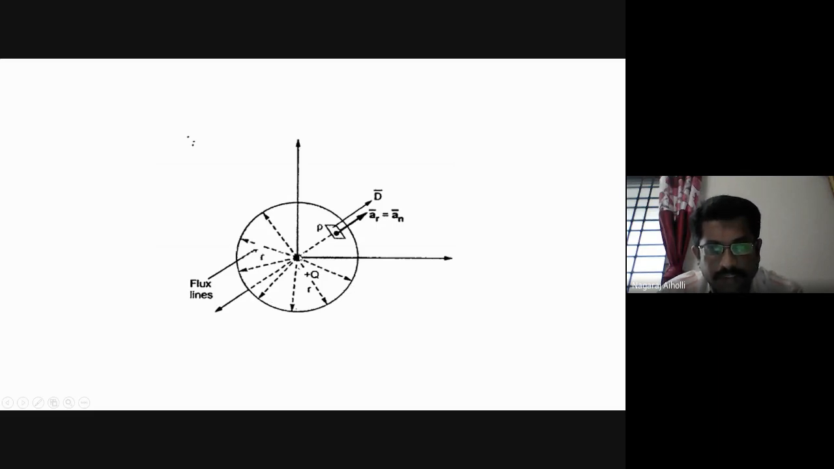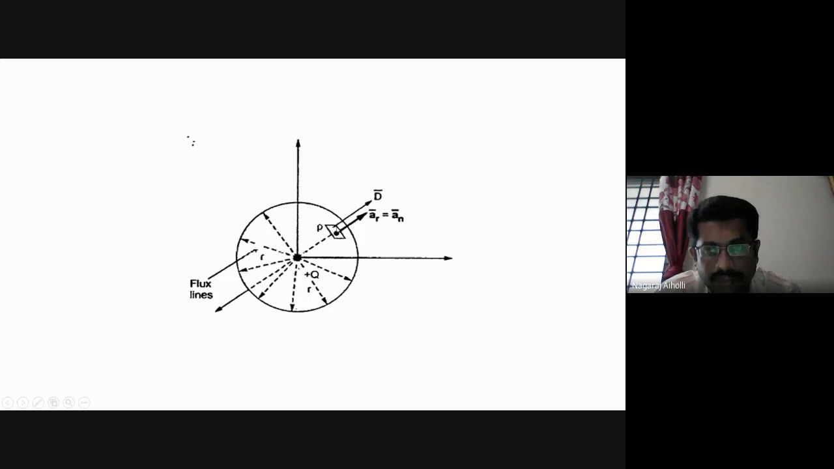This is a point charge from which the flux lines are coming, and they are in the direction towards the surface of the sphere. The directions you can see are the arrow marks, right? The flux lines are from the center of the sphere and they are directed radially outward. Radially means along the radius. They are directed towards the surface of the sphere. These are the flux lines.